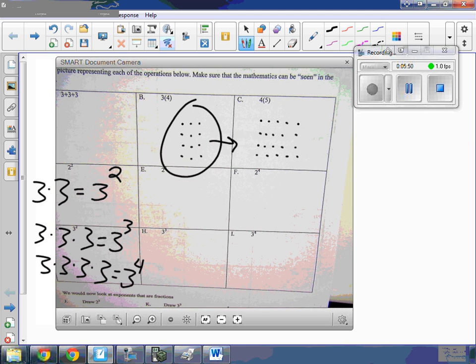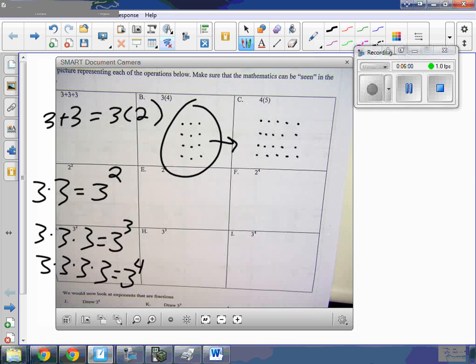All right? Well, they kind of act the same. So 3 plus 3 is 3 times 2. But exponents certainly work faster than addition does. So the numbers are going to get bigger really fast.